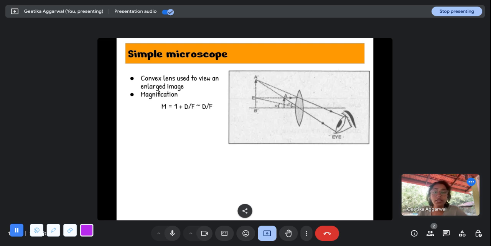How is the magnification calculated? The formula is m equals 1 plus d by f, where d is the least distance of distinct vision.